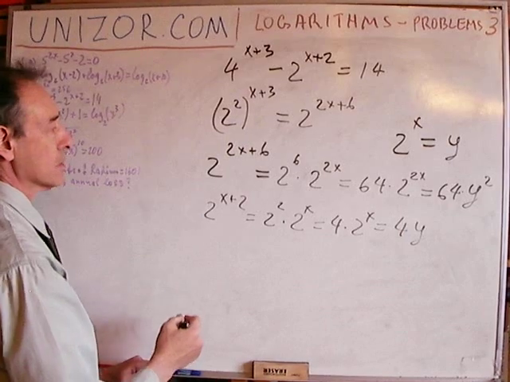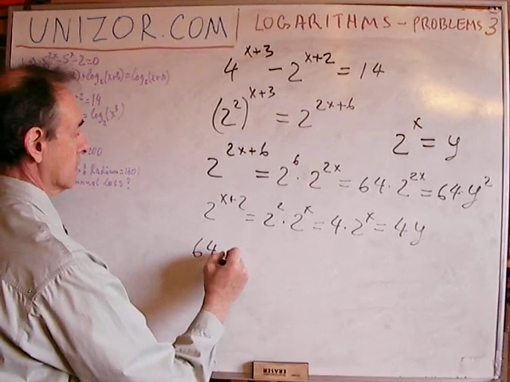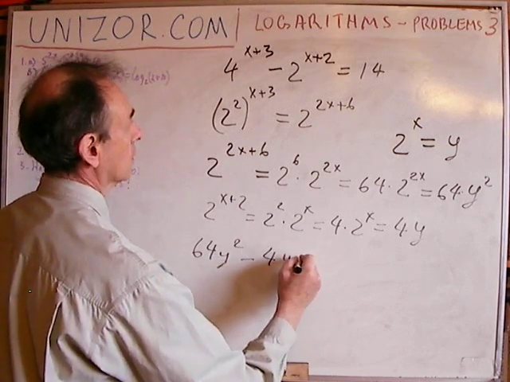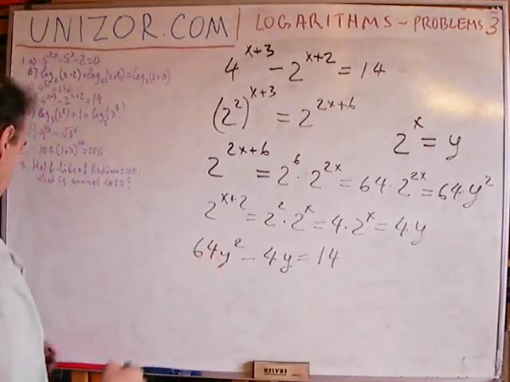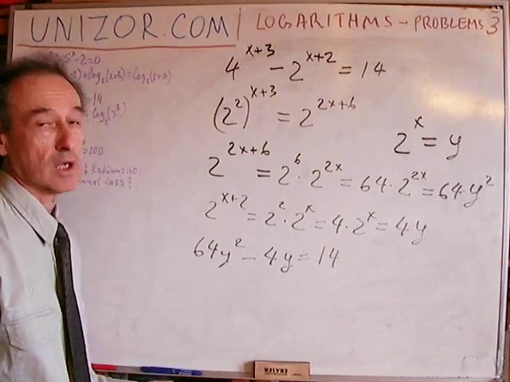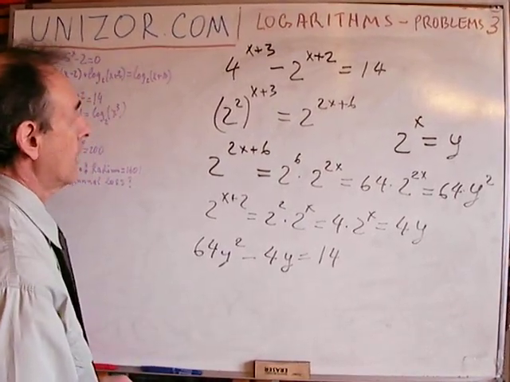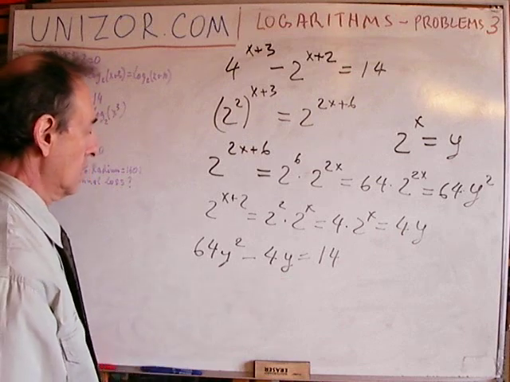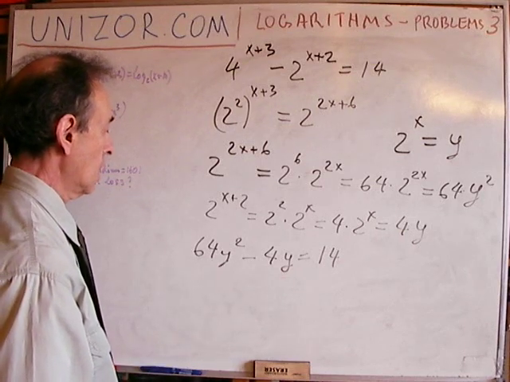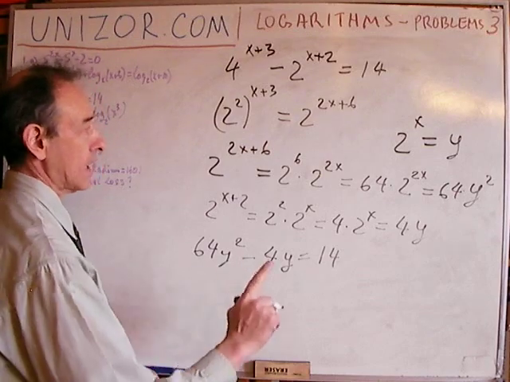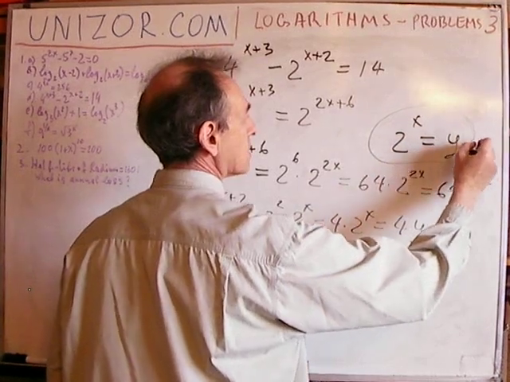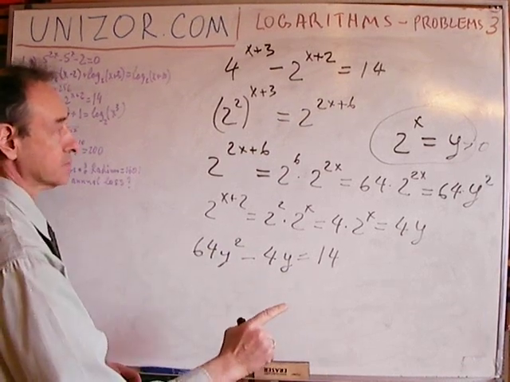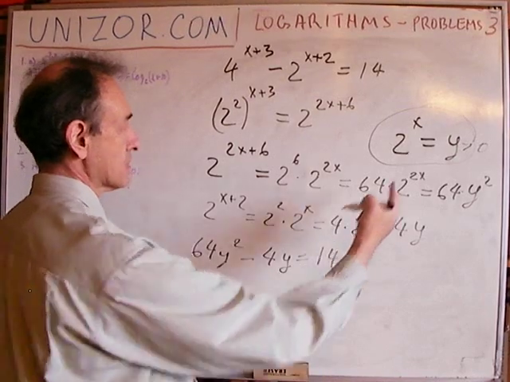So now we can rewrite this equation as 64y squared minus 4y equals 14. And we can solve this equation for y. This is just a quadratic equation. Now, I probably would like to skip the solution of this particular equation. However, I can warn you that y is supposed to be greater than zero. So any solution which is greater than zero in this particular case is good. Any one which is not, obviously, should be rejected.